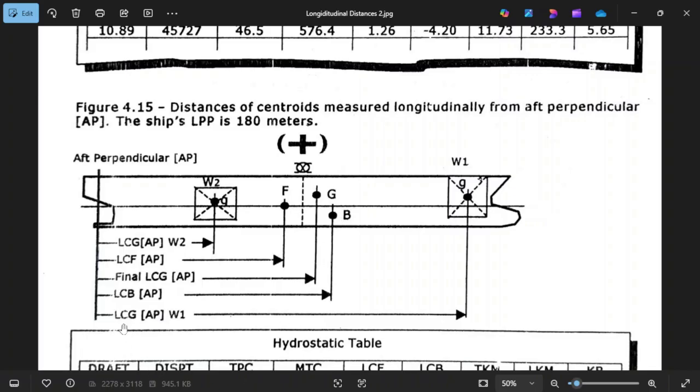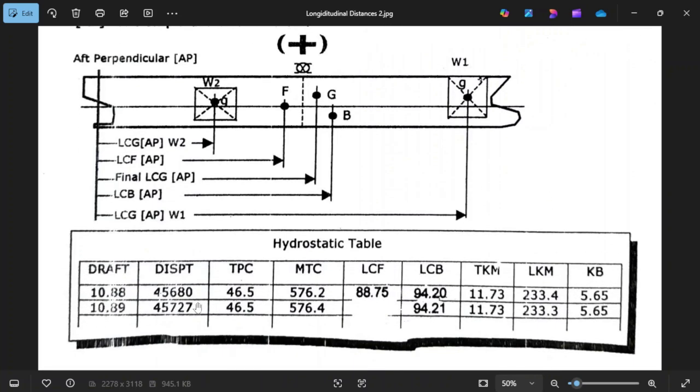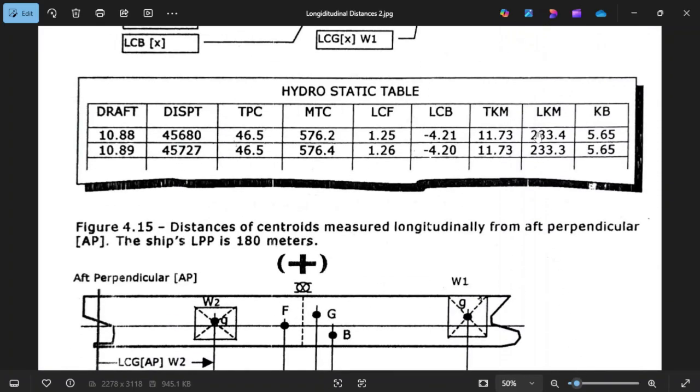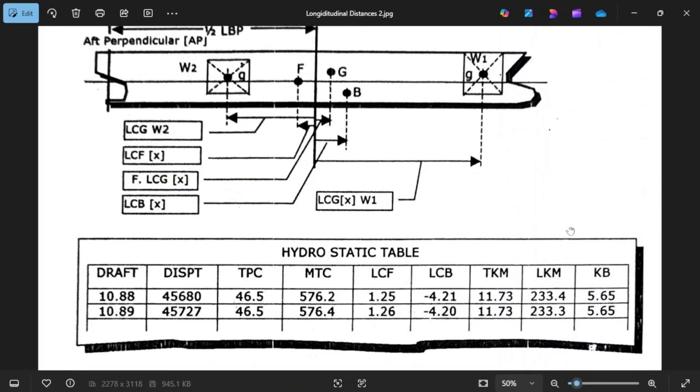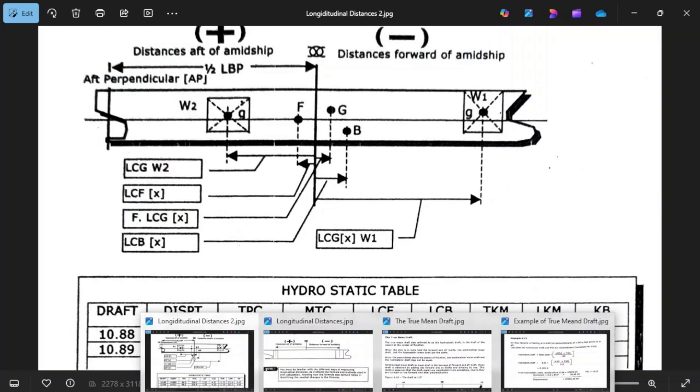And LCG up weight 2, longitudinal center of gravity, is measured from up perpendicular going to the center of the weight. And it's all positive, there's no negative here, okay? That is what it means here. I hope that's clear. Now we go to the next figure. We're done with that.